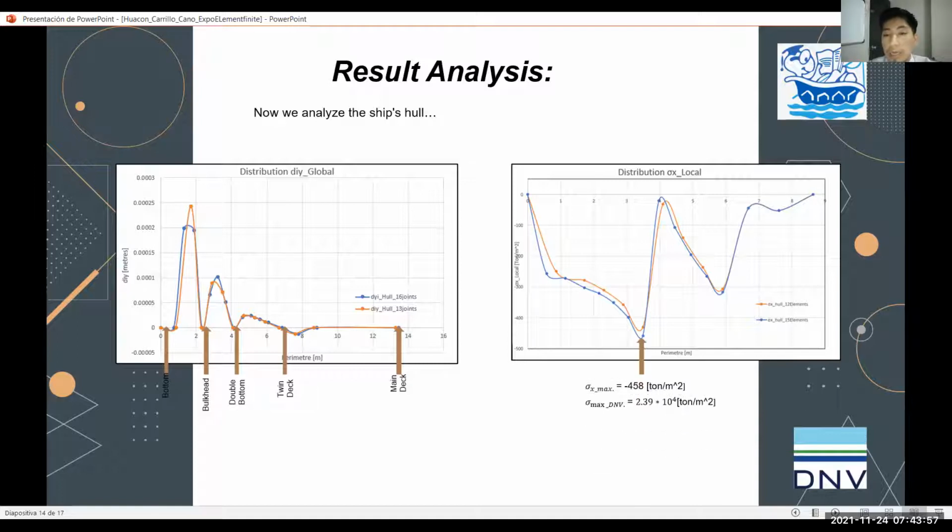I analyzed the size. The maximum stress is minus 458 tons per square meter. This is the maximum value. This analyzed value is not the exact maximum stress for the ship. No problem, this is from a structural ship.